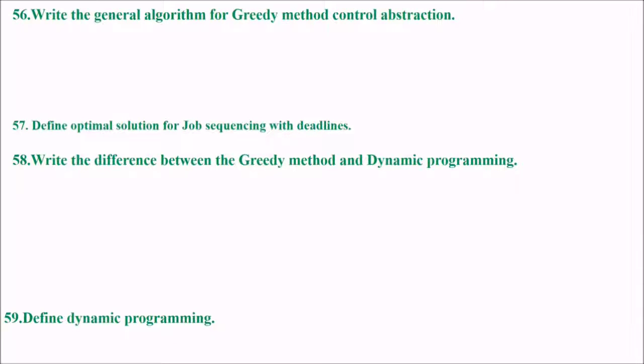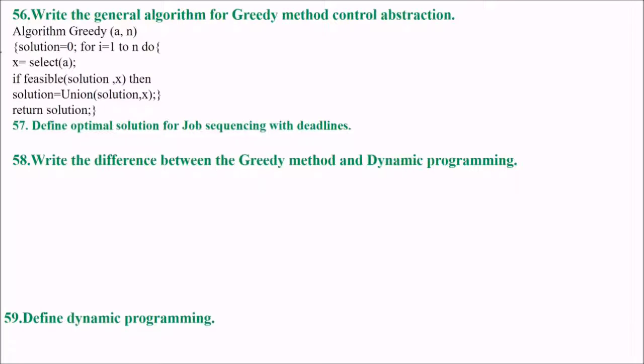Write the general algorithm for greedy method control abstraction. This we have already seen, I guess, but still we'll go through it. This is the greedy method control abstraction. Solution is equal to 0, then a for loop from i to n. We select x from A, and if solution union x is a feasible solution, then solution will be the union of solution and x. Otherwise, we'll retain the solution.